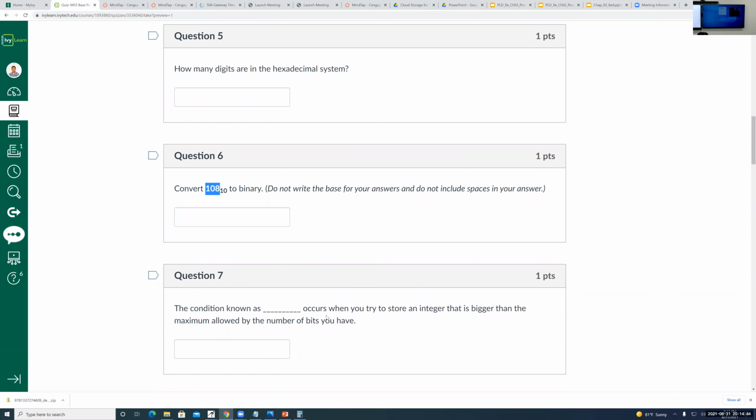The condition that occurs when you try to store an integer that is bigger than the maximum allowed by the number of bits you have. What is it? Overflow. Yeah, overflow, right? So think about if you have 8 bits, the minimum is everything 0, you convert it to 0, and the maximum is everything 1, you convert it to 255. But if you want to store number 300 in 8 bits, you cannot do it. In that case, it's the overflow.